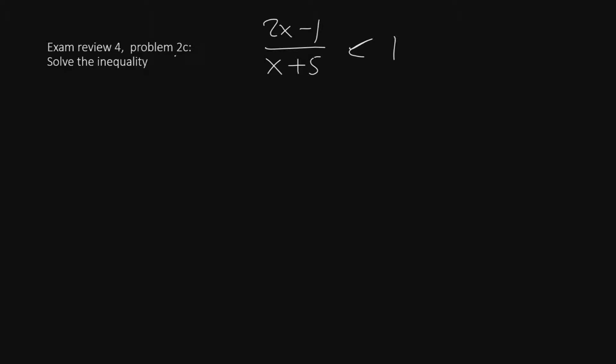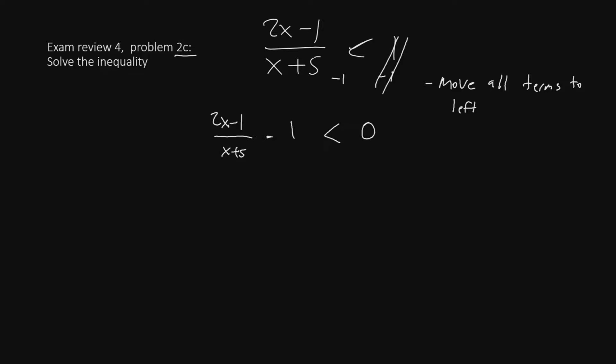This time we'll be doing problem 2c, in which we solve this inequality, 2x minus 1 over x plus 5 less than 1. The best first step is to move everything over to the left. This will give us 0 on the right side, and then everything else will be on the left. So we subtract 1 from both sides. This gives us 2x minus 1 over x plus 5 minus 1 is less than 0, when the 1 and minus 1 cancel out.